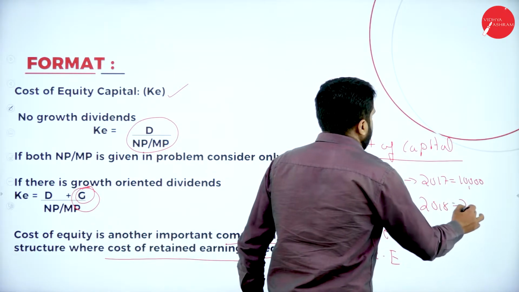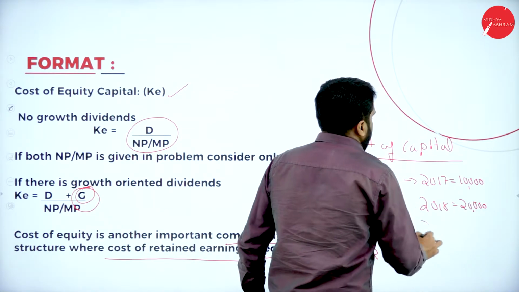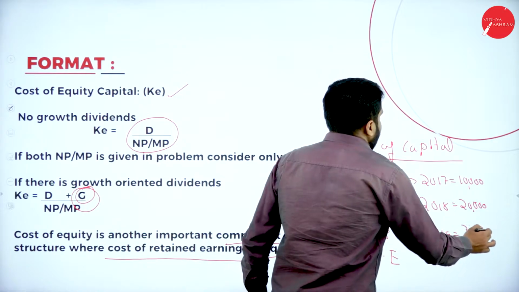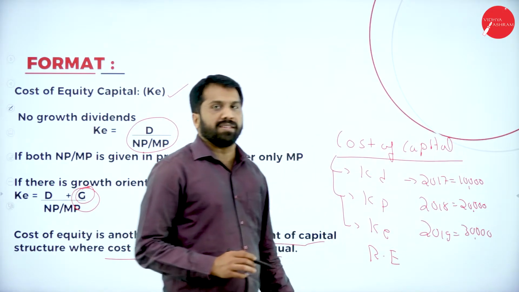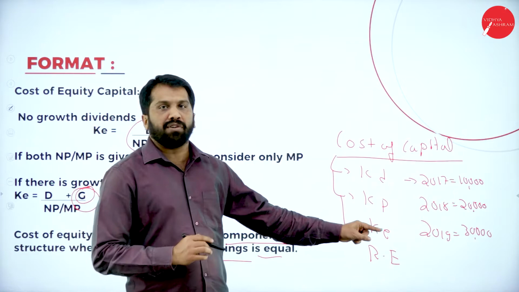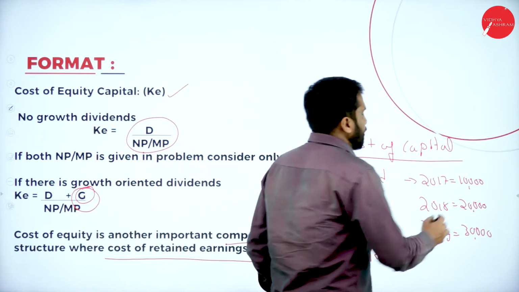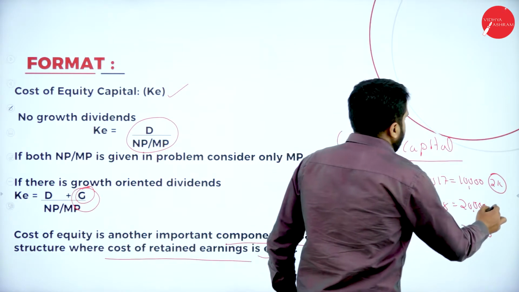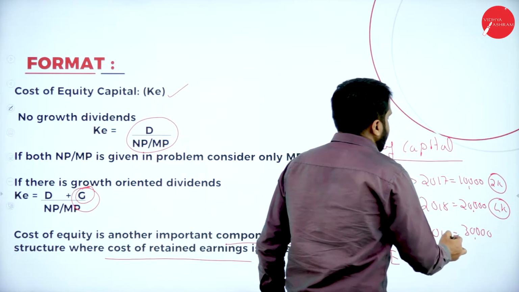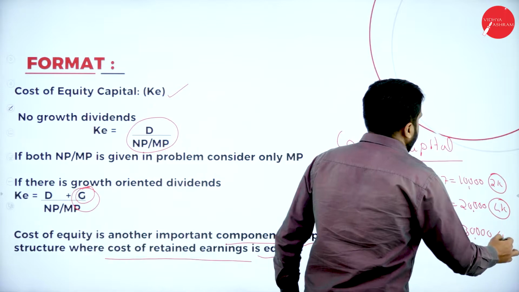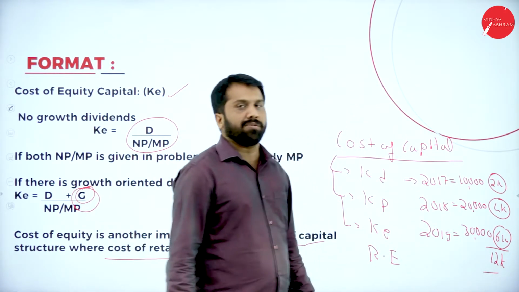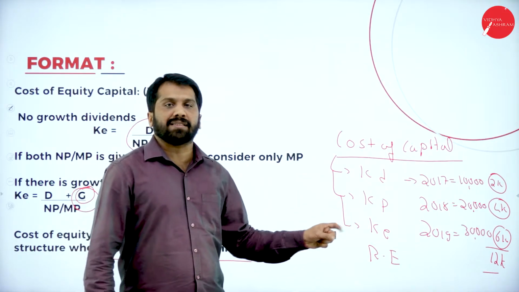2018 I got 20,000. 2019 I got around 30,000. These are my profits. Now, out of 10,000 I saved 2,000. Out of 20,000 I saved 4,000. Out of 30,000 I saved 4,000. Total my savings are 12,000. What is my savings? 12,000.